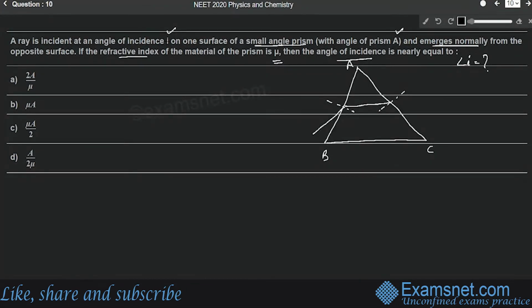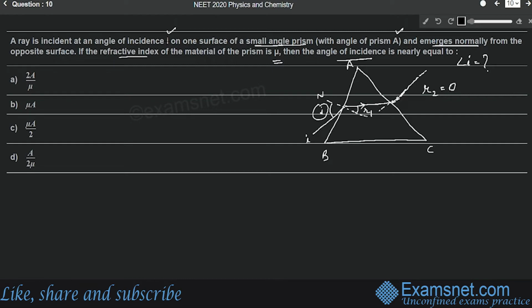So here the angle formed between the normal and the incident ray is equal to the angle of incidence, so it is given as I. Okay, so this is one of the angles. Then the angle formed between the emergent ray and the normal will be the first angle of refraction, that means R1. Similarly, the angle formed between the second emergent ray and the normal will be R2. So here it is given that it emerges normally from the opposite side. That means it coincides with the normal. So the angle formed between the normal and the emergent ray will be 0 here. That means R2 will be equal to 0.